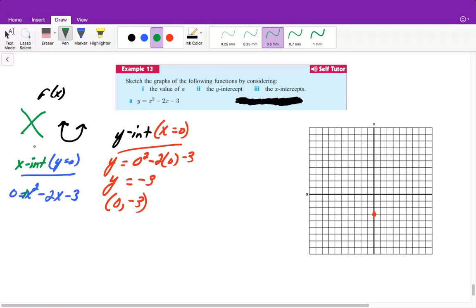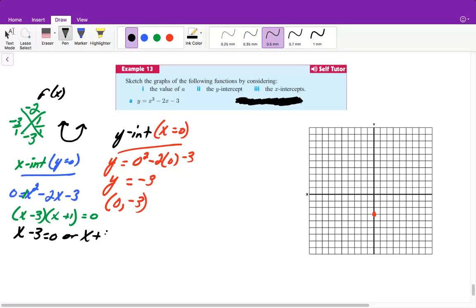We would have 1 times -3 is -3. The -2 drops to the top. Numbers that multiply to -3 and have a difference of 2 are -3 and 1. We put it over our a, which is 1, so it factors to (x - 3)(x + 1) = 0. We set each factor equal to 0, so x - 3 = 0 or x + 1 = 0, and we solve. x is equal to 3, or x is equal to -1. So we have 2 x-intercepts at (3, 0) and at (-1, 0). So I can go ahead and plot those points. At (3, 0), 1, 2, 3, and at (-1, 0).